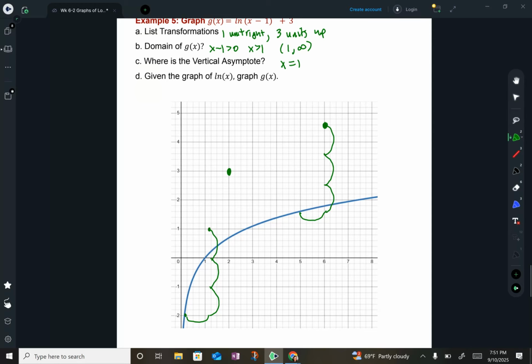All right, so now we're just going to connect the dots, being cognizant of my vertical asymptote here. I'm just going to do this, and then this, and then, oh, I missed. Let's try that again. I can do better than that, at least on that last little section. Well, you get the idea. 1 unit right, 3 units up.